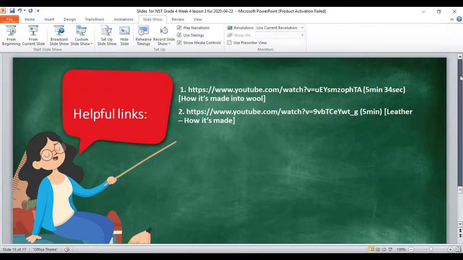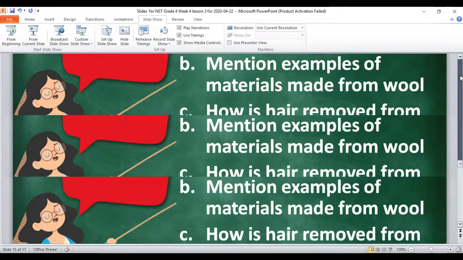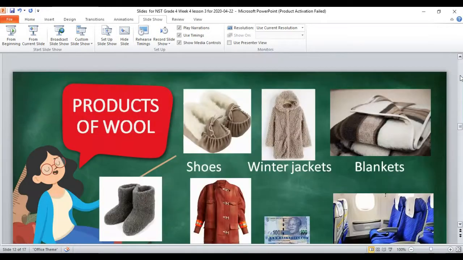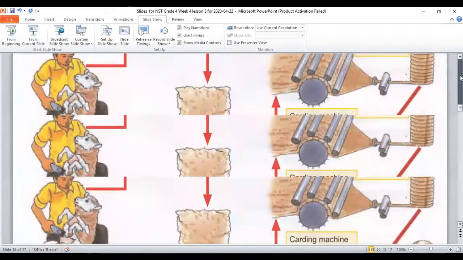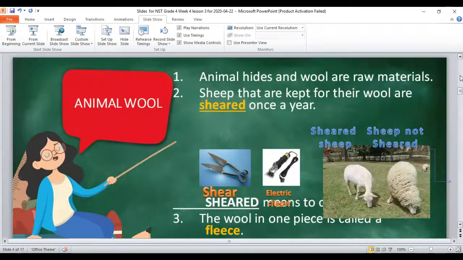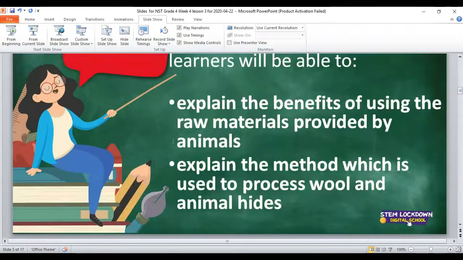Now we can come back to our objectives and check the objectives of today, if we really met our objectives, and see if you really understood. Because it's very important, after having gone through the lesson, to check whether you understand. At the beginning, I said you must be able to explain the benefits of using raw materials provided by animals. Can you explain them? If you can, then it means we have met our objectives.